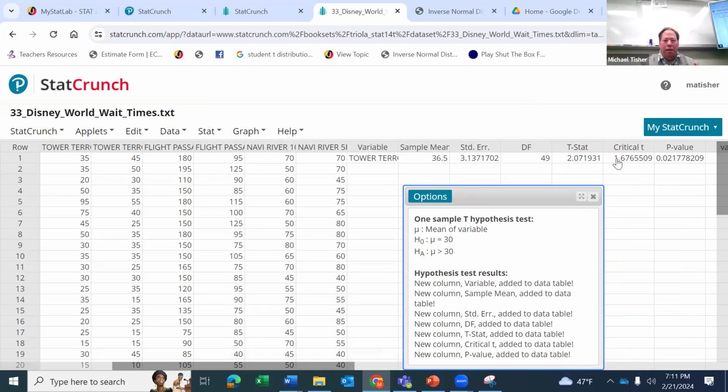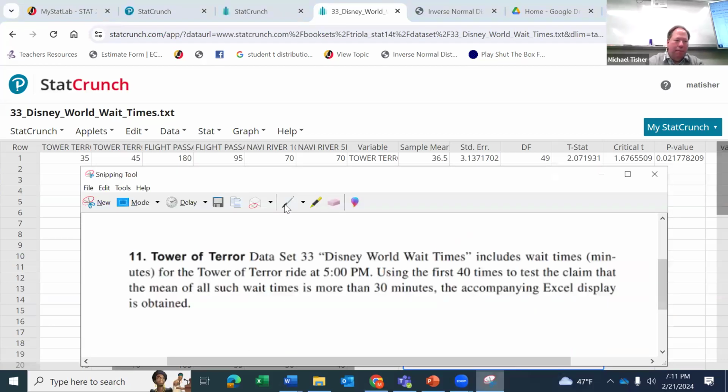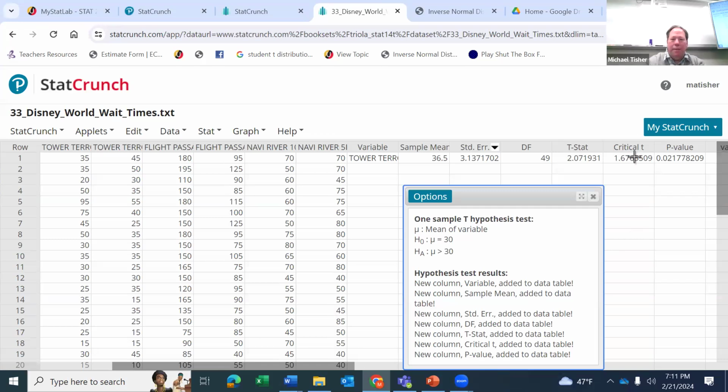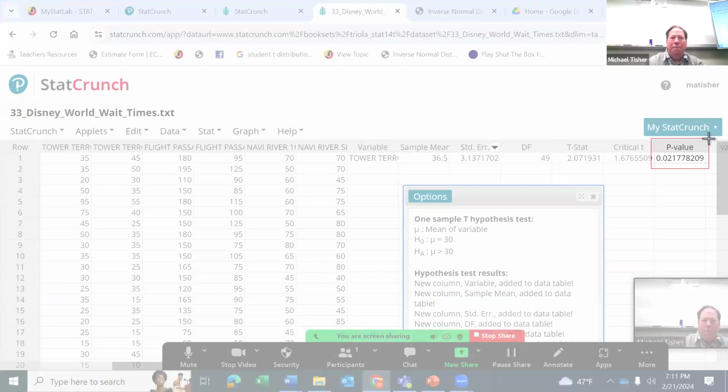Now, StatCrunch will tell us the test statistic. Sometimes MyStatLab will ask you for the test statistic. In this case, the test statistic is 2.071931. You can tell MyStatLab that and it'll be happy if it asks for it, okay? But all we need is the p-value, which is right here. P-value is 0.02177829. So we'll just copy and paste that in. Mostly, MyStatLab will ask you for the p-value. So there it is.